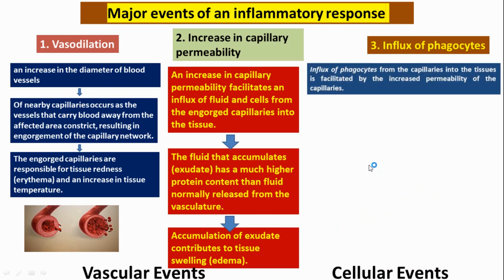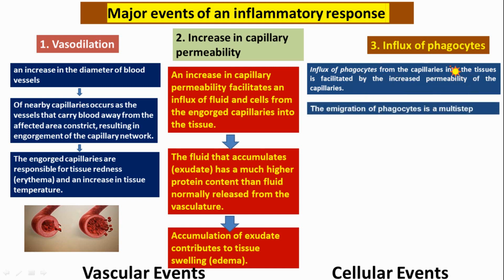Now we will go to the third event, which is the cellular event, in which there is an influx of phagocytes towards the damaged tissue. The influx of phagocytes from the capillaries into the tissues is facilitated by the increased permeability of the capillary. Through this increased permeability, lots of fluid will move from the capillary towards the tissues. Along with that, phagocytes will also move towards the tissue.